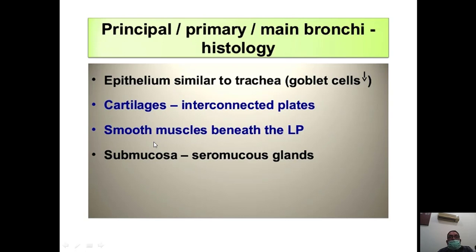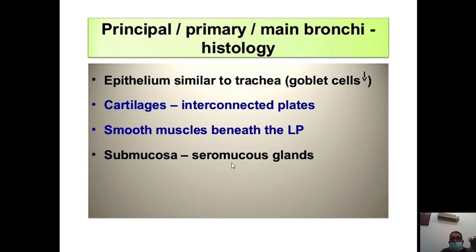Now, what is the histology of the primary, principal, main bronchus? The epithelium is again pseudostratified columnar ciliated with many goblet cells. The cartilage now becomes dispersed in the form of scattered plates, interconnected plates, not the uniform C-shaped cartilage. Smooth muscles are also present beneath the lamina propria. Some mucosa has mucous glands. This is the primary, principal bronchus up to the main bronchus.